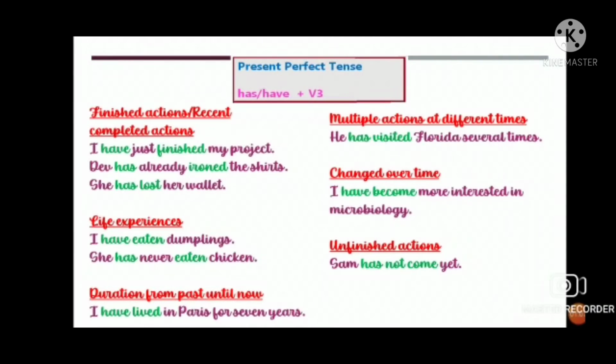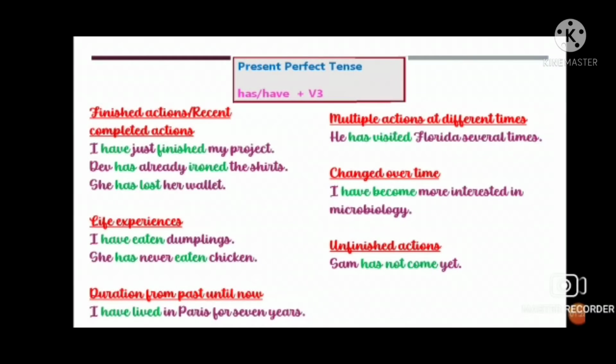Fourth one, multiple actions at different times. Example, he has visited Florida several times. Even I have met him many times. I have talked to her for some time. So multiple actions at different times come under the same tense.